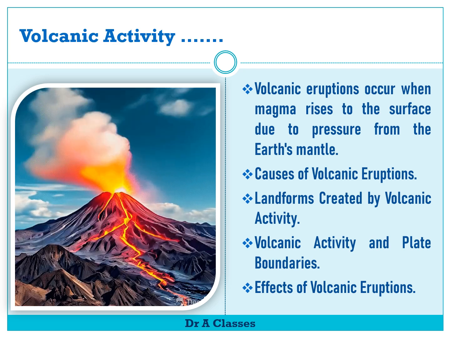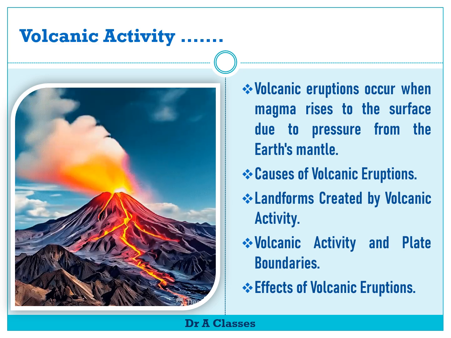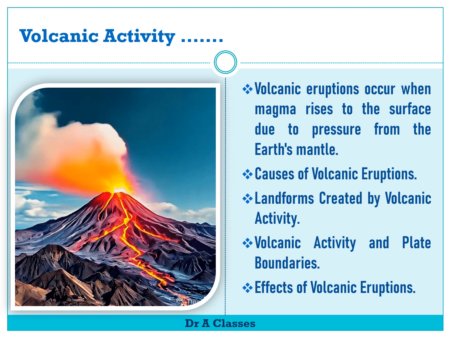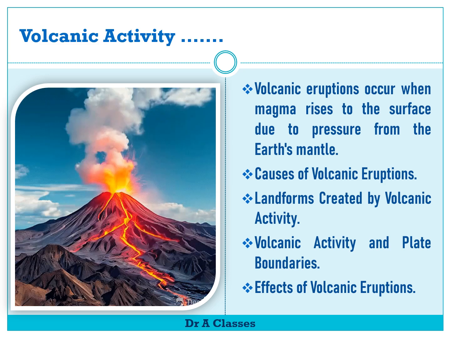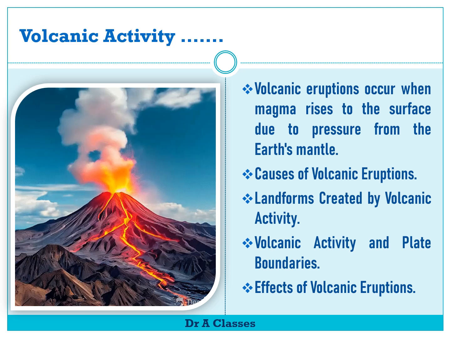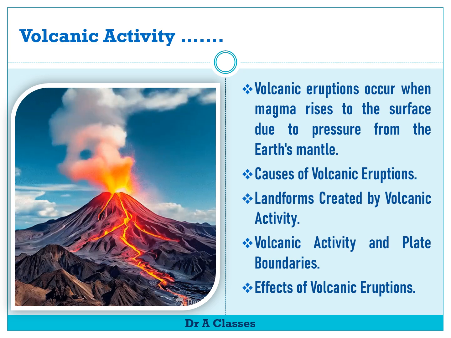Effects of volcanic eruptions. Short-term effects: ash clouds block sunlight, affecting temperatures. Lava flows destroy landscape, buildings, and vegetation. Toxic gases, sulfur dioxide for example, can be harmful to human health. Long-term effects: climate change.